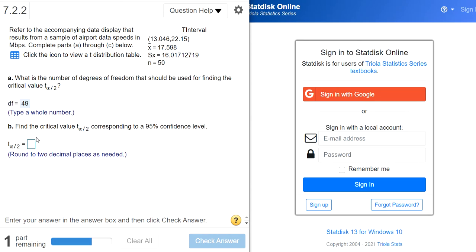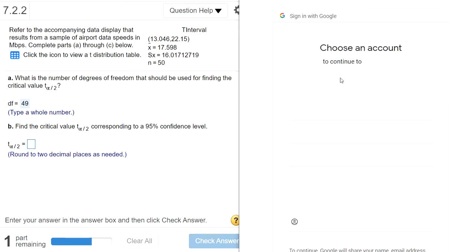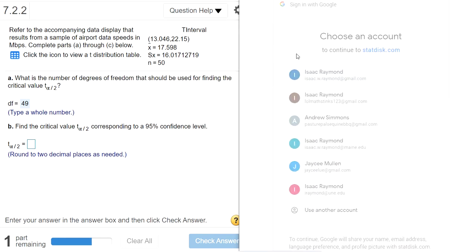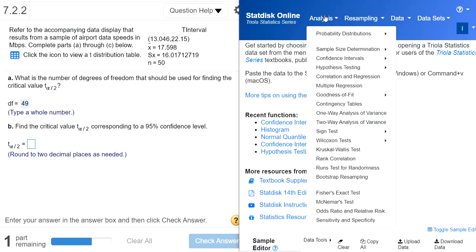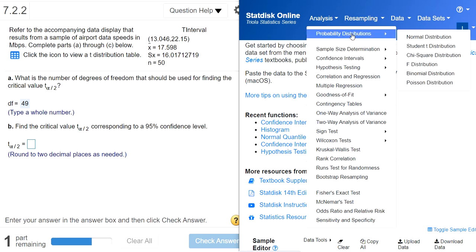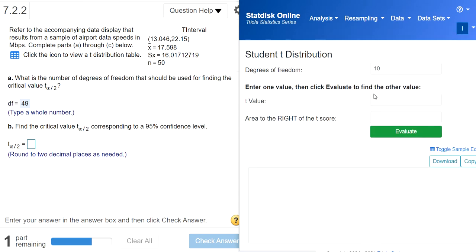And so for part B, we're asked to find the critical value, so I'm actually going to use StatDisk over here. Let's see. Of course, every time I go into it, I freeze. I'm like, oh, where is it? Probability distributions, and then student t distribution. If you follow that path, we're looking for a t value for degrees of freedom of 49.